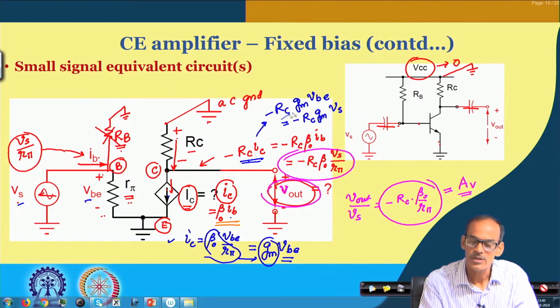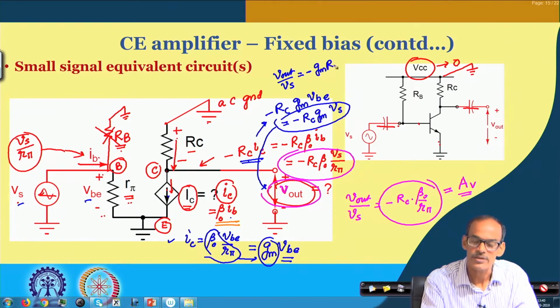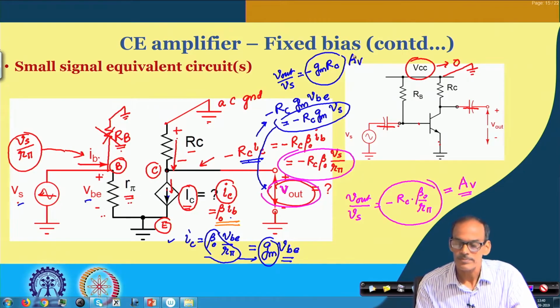Again this is representing the same V out, and with this we can say that V out divided by V s equals minus G m into R c. This is again the expression of the voltage gain if we are representing this whole circuit as an equivalent voltage amplifier.